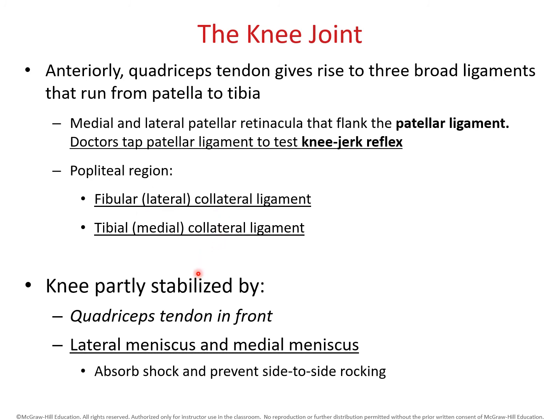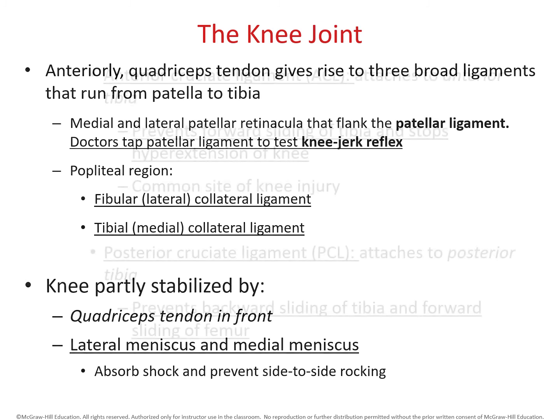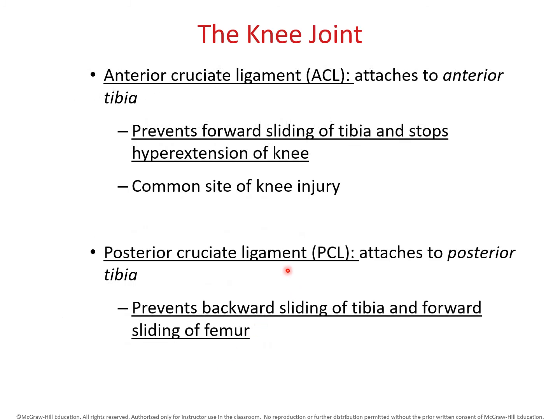Don't forget about those. Now, we're always going to have some structures that are designed to help give stability to a joint. And so for the knee joint, that would be the tendon of the quadriceps, which is located anterior. All right, and remember your menisci and the function of these. These are going to absorb shock. And they're also going to help stabilize the joint.